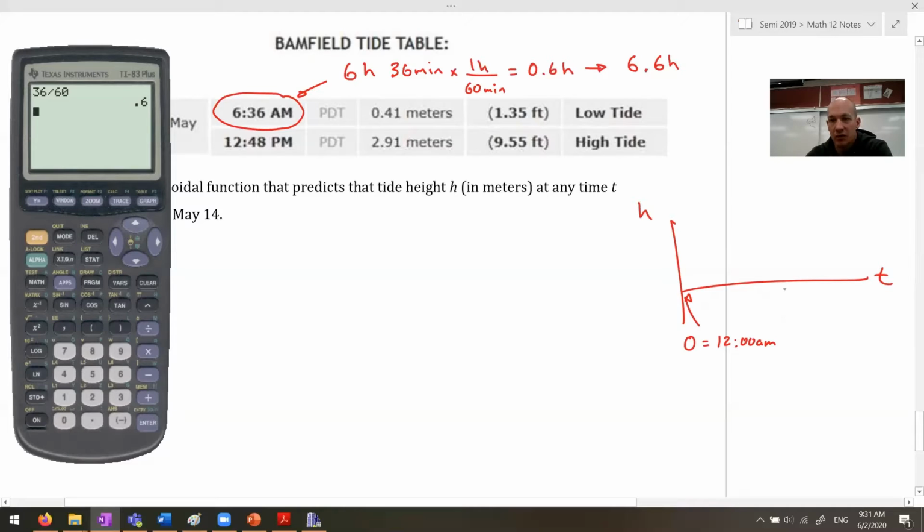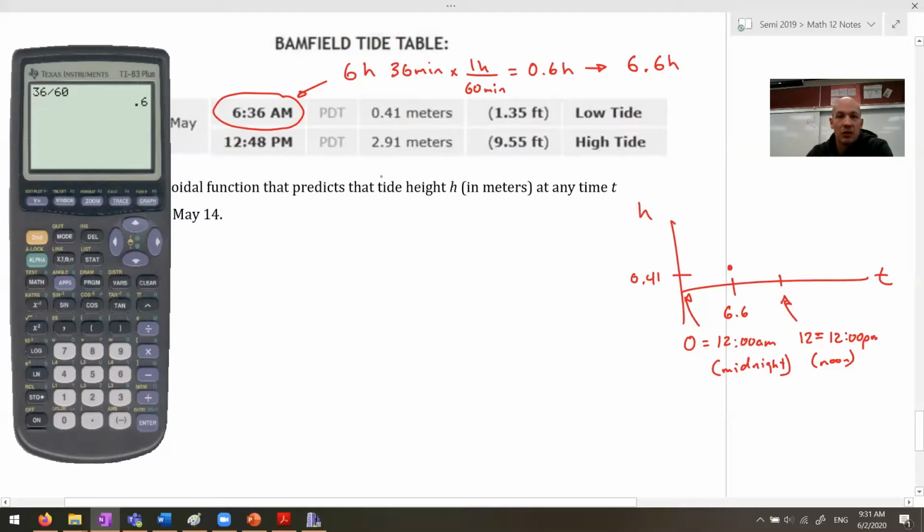Okay, so that's important. Over here where we've got the time, maybe we'll call this noon, which is 12, which of course corresponds to 12 p.m. That's noon. This is midnight. So what we have here is about 6.6 hours. We're going to put a point there, at 0.41, so it's right there.